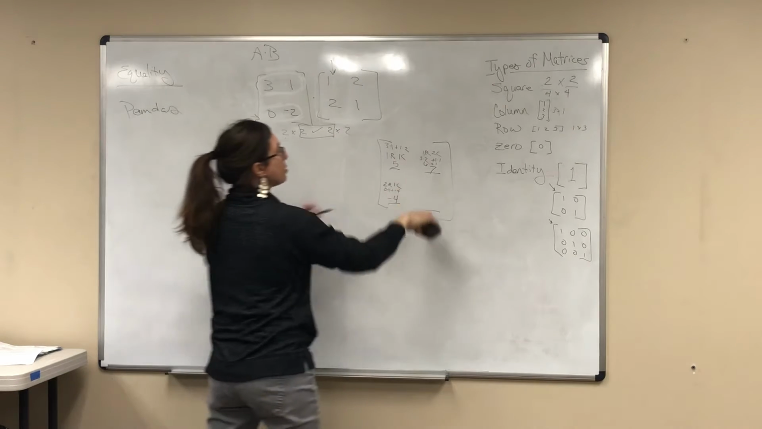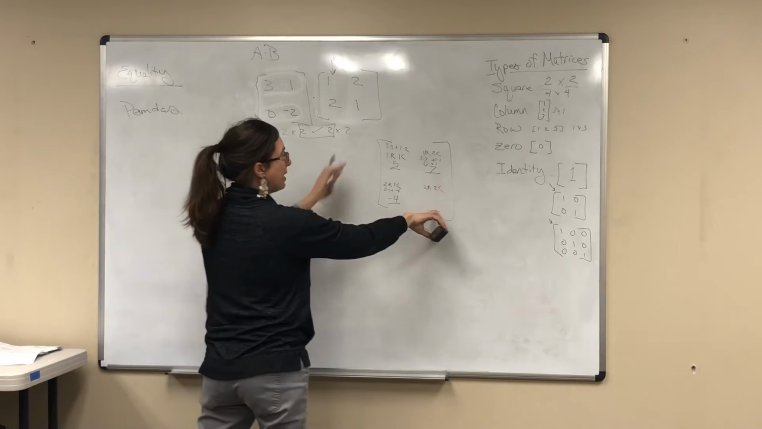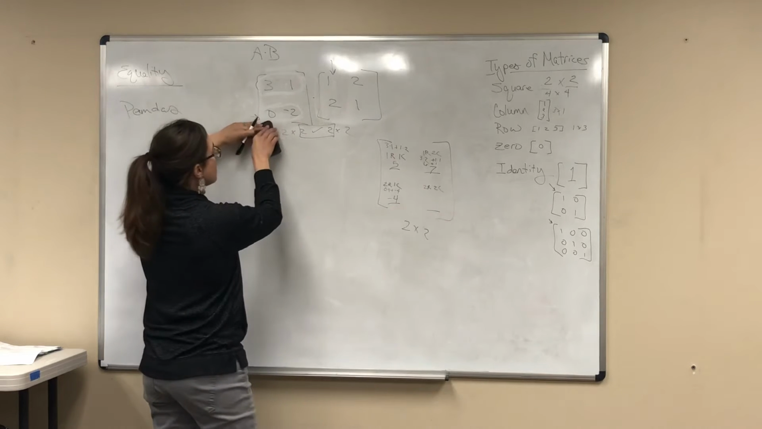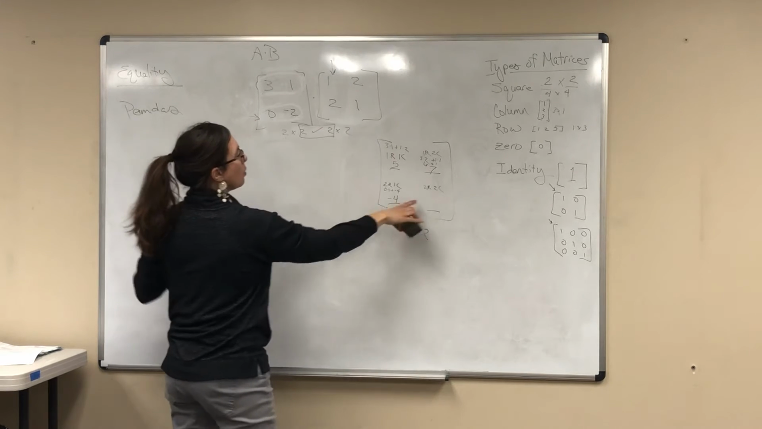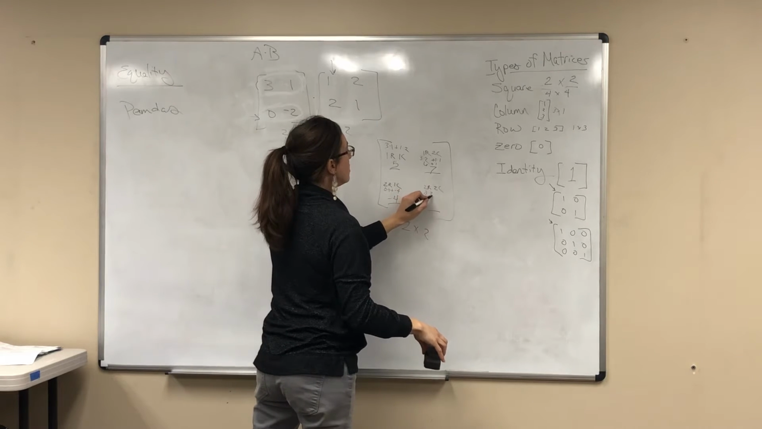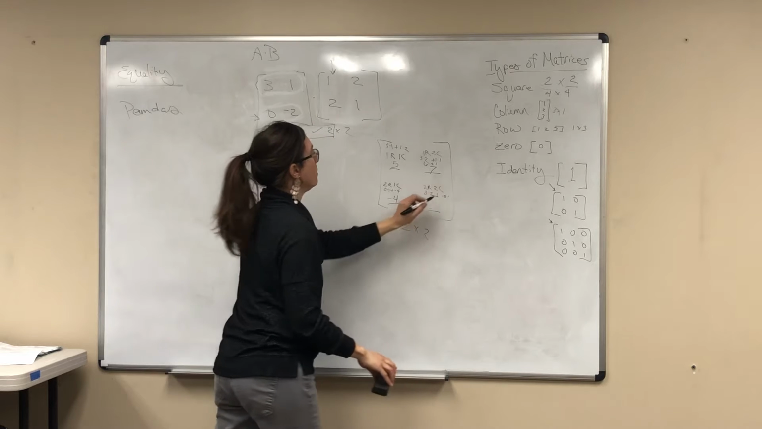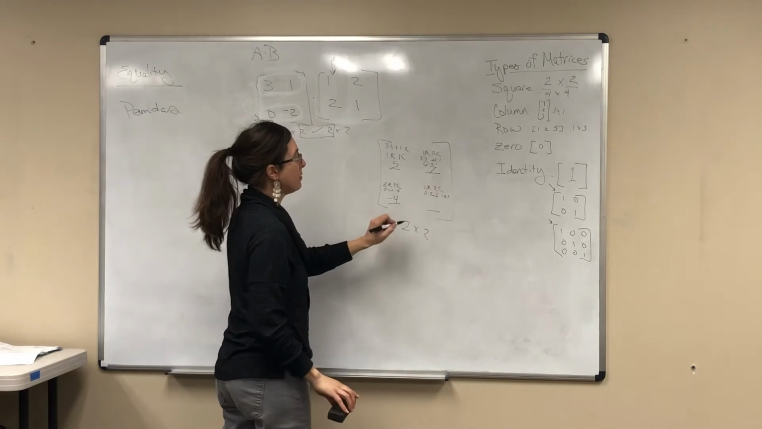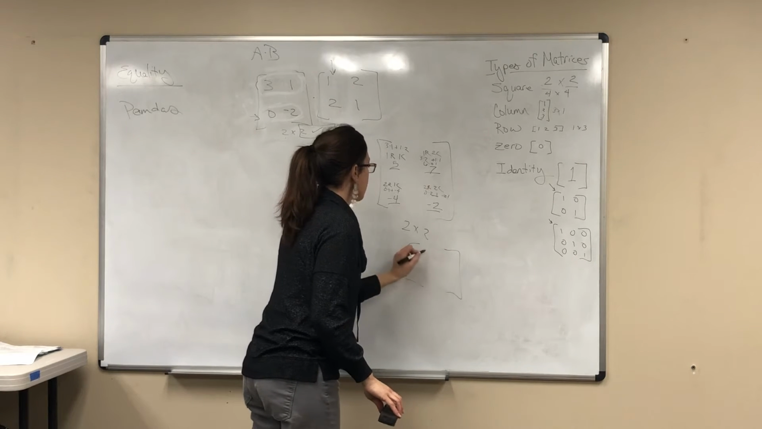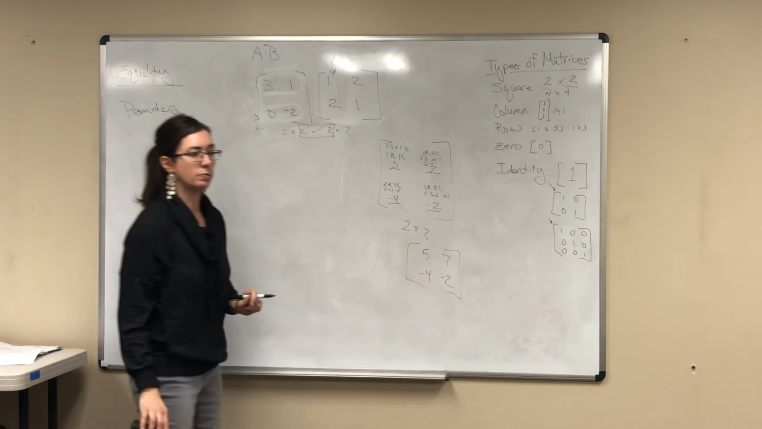Okay. This one, second row, second column. That's the space it's in, right? It's in the second row, it's in the second column. So I need my second row and my second column. What would be the first one? 0 times 2, added to negative 2 times 1. Perfect. So we have negative 2. So your answer is 5, 7, negative 4, negative 2.